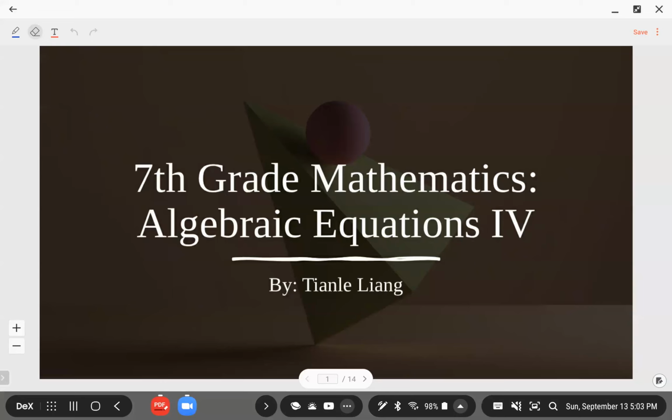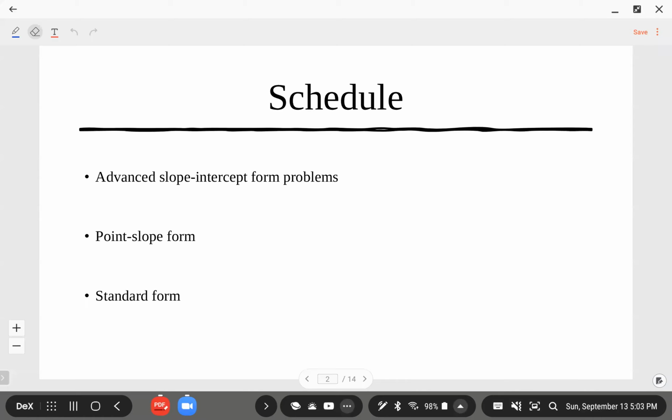Today will be a continuation of last class. We'll be working with how to graph linear equations. So first, let me review the slope-intercept problems, and then we'll be doing some more advanced slope-intercept problems, and then we'll be learning about the point-slope form and standard form later on. Okay, so that is our schedule for today.